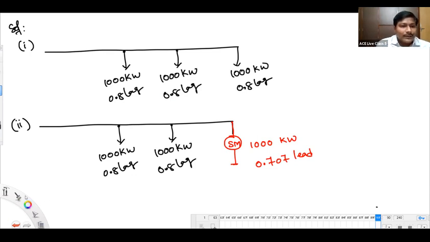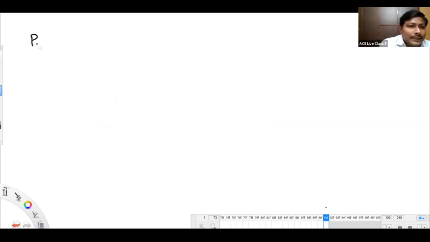What is the total real power? This machine is drawing real power P1, the next P2, the next P3, and all 3 are equal to 1000 kilowatt. So total real power PT, which is P1 plus P2 plus P3, will be 3000 kilowatts. What about QT?